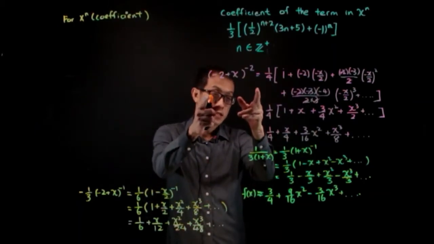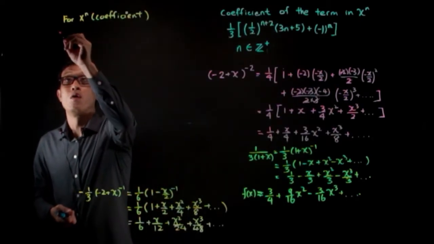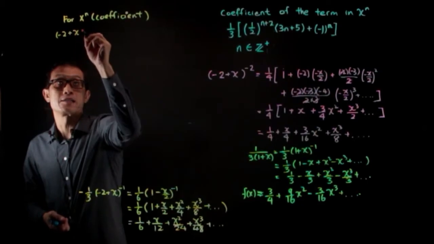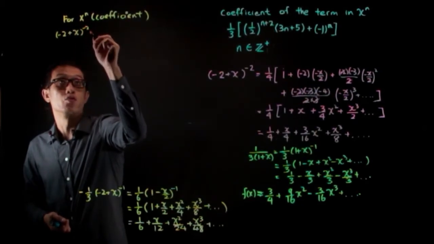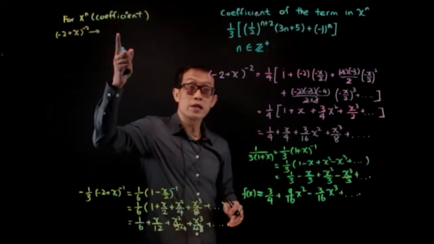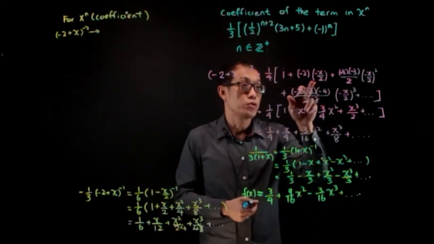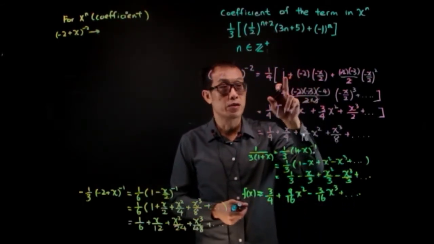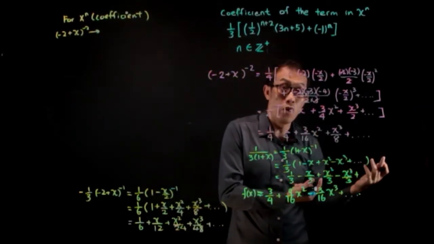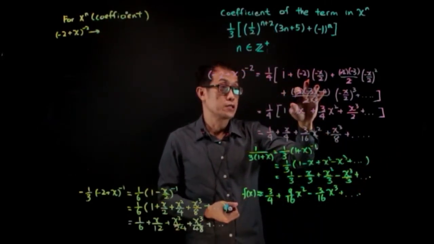Now let's look at this expansion first, minus 2 plus x to the power of minus 2. Now for the coefficient of x to the power n, let's look at this. You want n to be a positive integer, so you only start looking at this term, because over here is x to the power of 0. You want n to be at least 1. So you look at this.